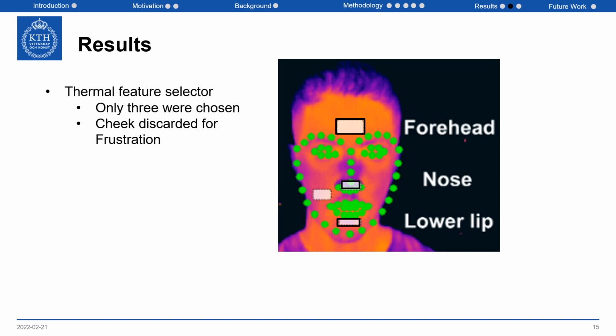We've also used the sequential floating feature selector to select the highly ranked features that would affect the performance of the model. And it can be seen here that the cheek region was completely discarded from the data. Nose, forehead, and lower lip were the main ones that were chosen.